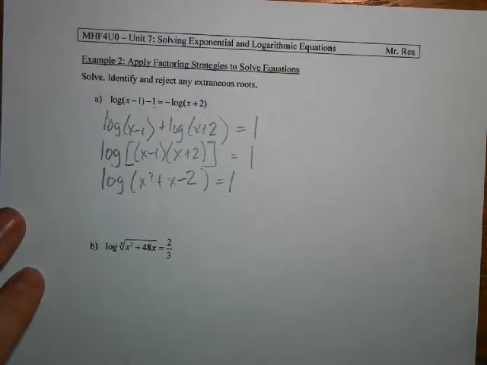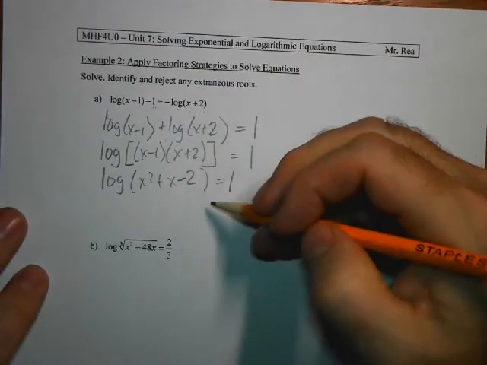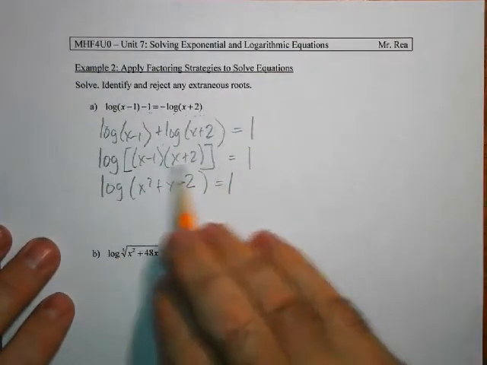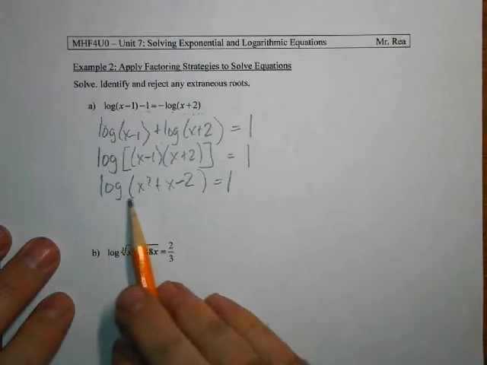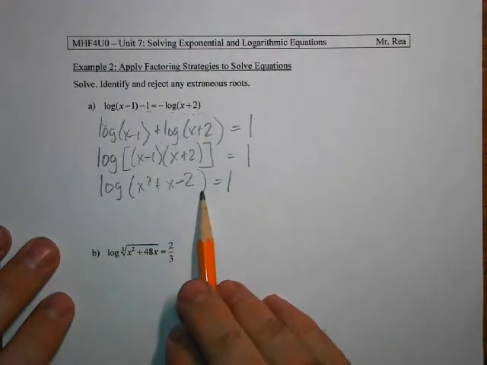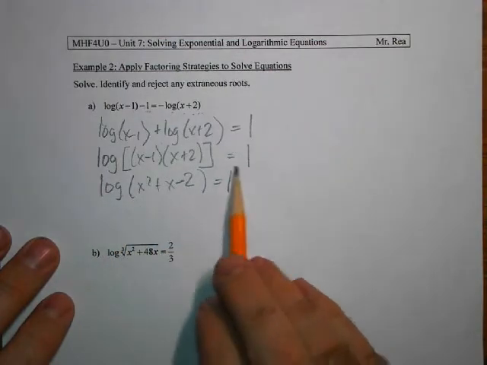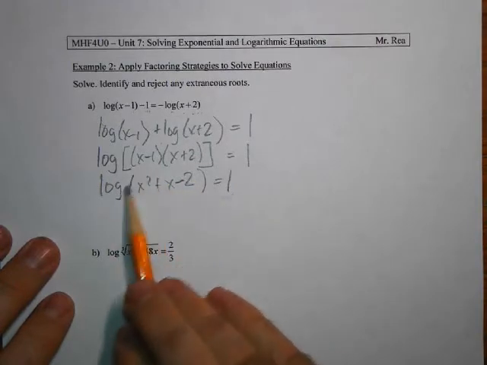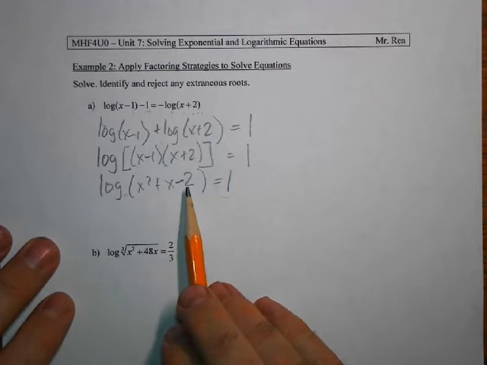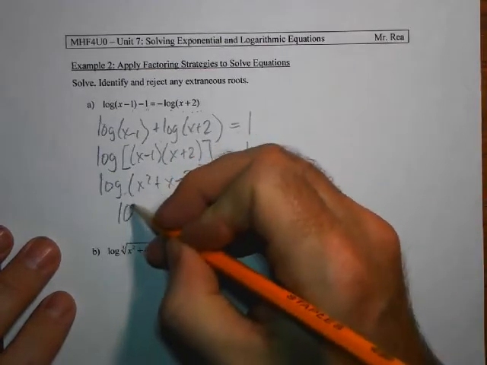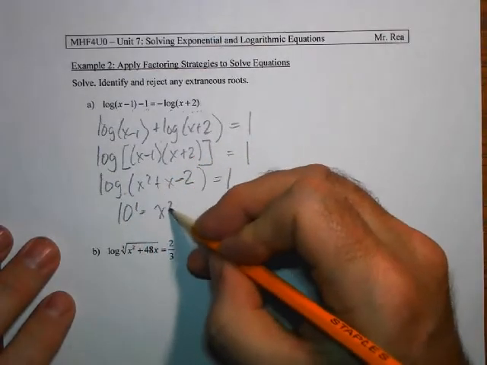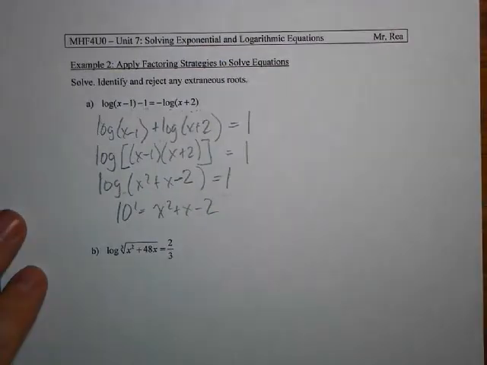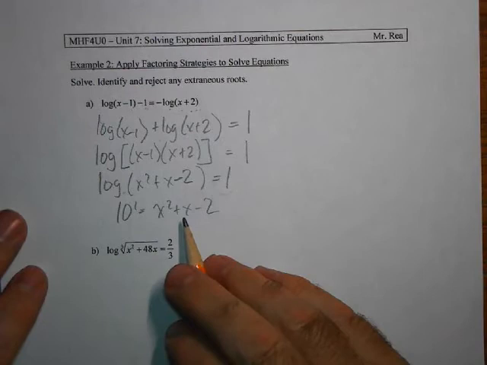Okay, and again I'm going to change this back into exponential. So again, if I'm changing it to exponential form, that's the exponent. The base is 10. So 10 to the power 1 is equal to the result. So 10 to the power 1 is equal to x squared plus x minus 2. And just like that, we got rid of all the logs, and it's turned into a quadratic.